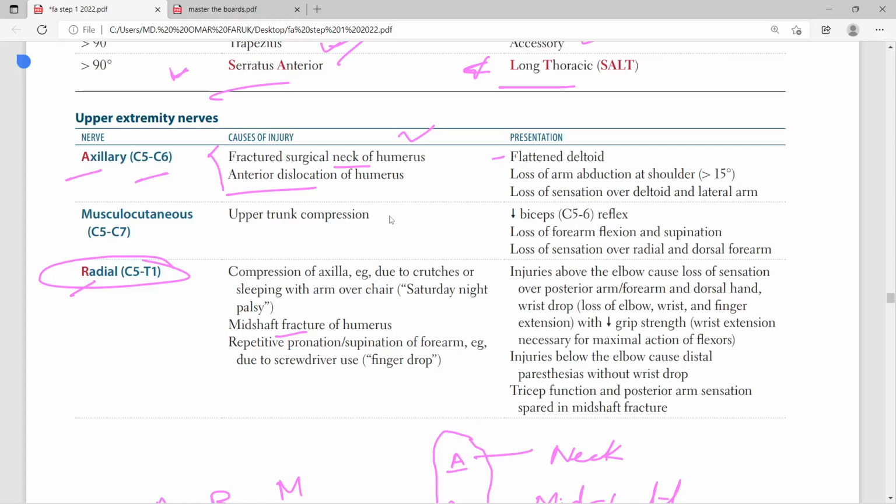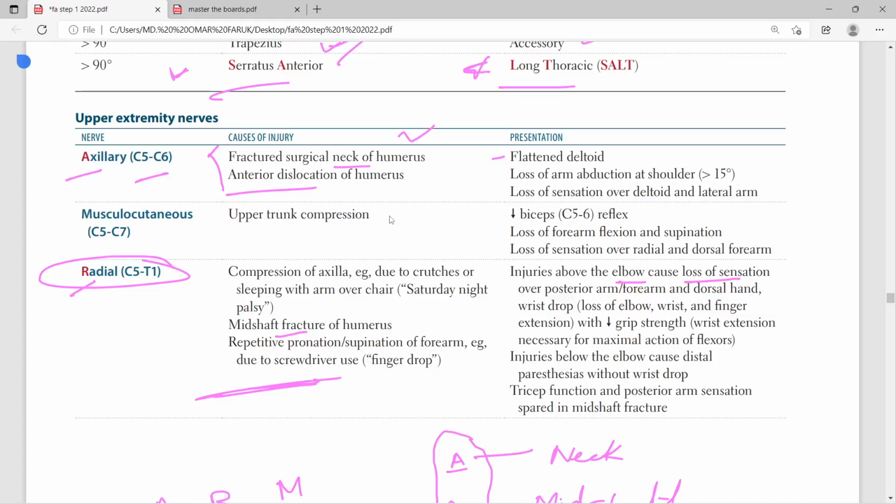Other causes are repeated pronation and supination with screwdriver use. People who use a screwdriver are very susceptible to injury of this radial nerve. Injuries above the elbow cause loss of sensation over the posterior arm and forearm, dorsal hand, and wrist drop. Injuries below the elbow cause distal paresthesia without wrist drop. So if you find wrist drop, think the injury happened above the elbow. If there is no wrist drop, think the injury happened below the elbow, causing distal paresthesia.